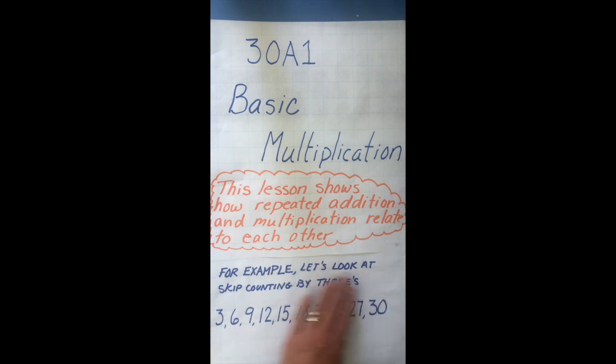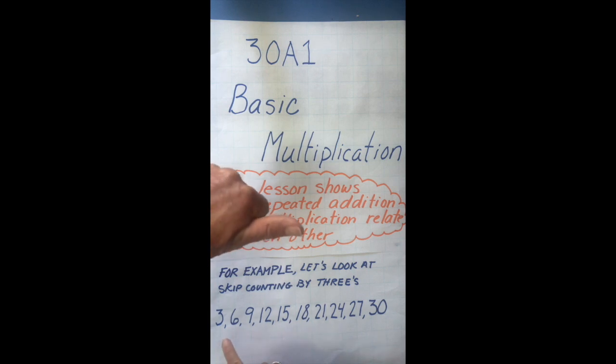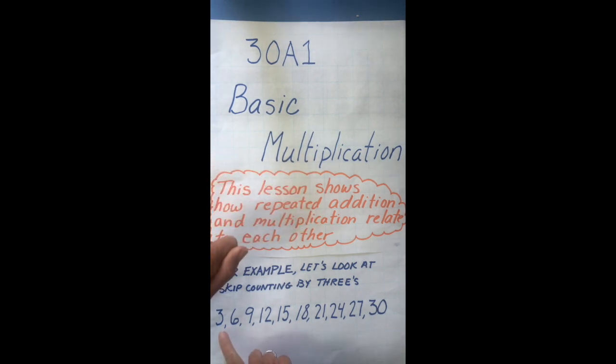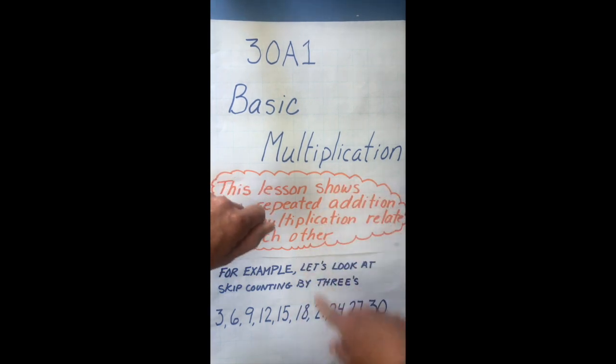Hopefully you've learned your skip counting songs. If you haven't, I would suggest you go back and watch my videos. And if not, I'll show you another method if the songs just don't work for you. But there's 10 numbers here, and what we do is each number represents a finger. So if I were going to count, once I get to 18, I'm not going to be able to point.